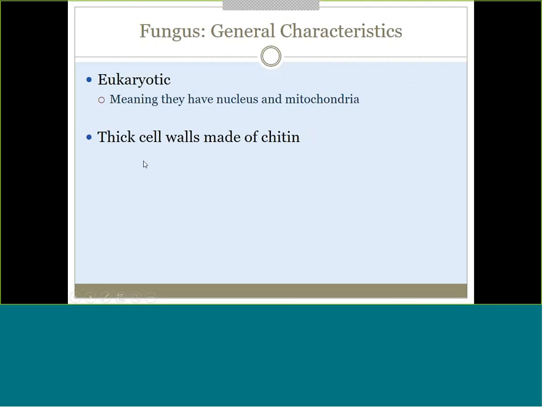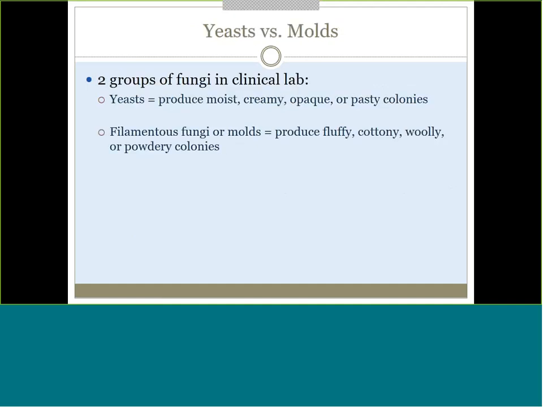But essentially, mycology is referencing fungus and molds. The basic general characteristics of fungus, again, is that they are eukaryotic organisms, meaning they do possess a nucleus and mitochondria. They also have these thick cell walls that are made of chitin. There are 2 groups of fungi in the clinical lab, and we're mostly concerned with yeast. And molds would be the other one, or you can commonly call them just fungi.